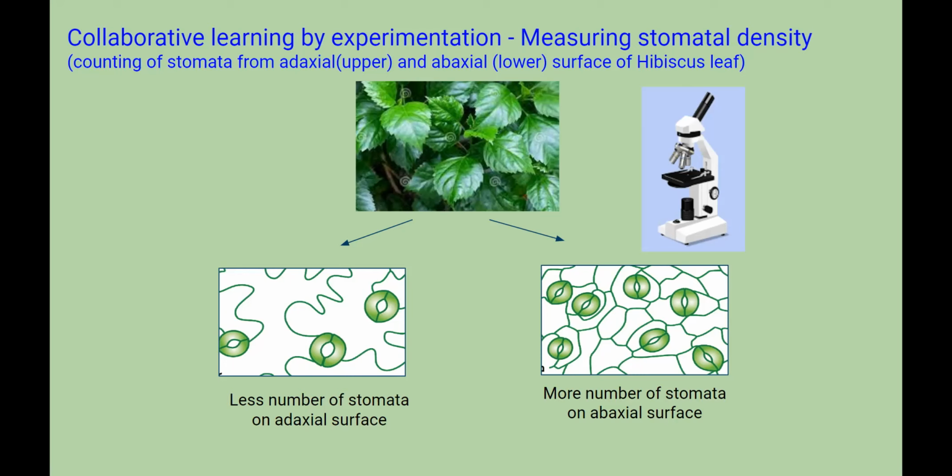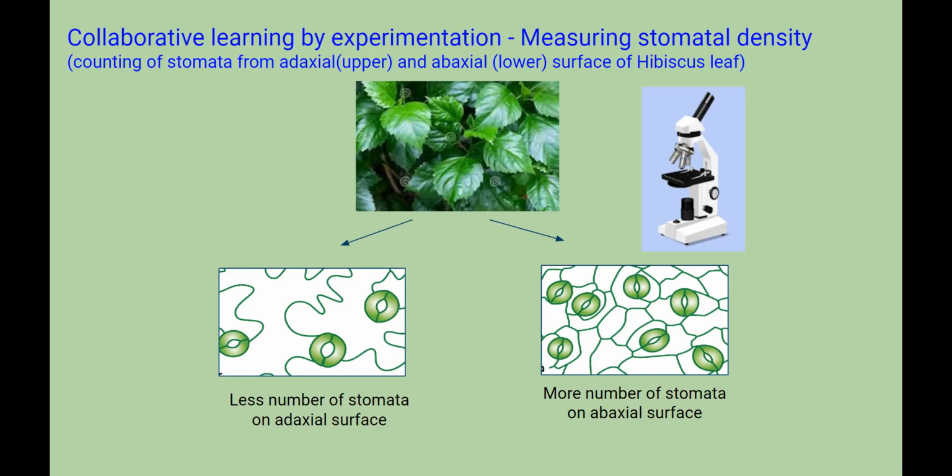For this we need a laboratory and a microscope. Laboratory setup will be needed because generally students don't have a microscope at their home. So for this experimentation, we need a laboratory. Here we can provide sample leaves, that is hibiscus or betel leaf. We can ask students to take out a peel of the upper surface, adaxial surface, and abaxial surface, and study the structure of stomata.